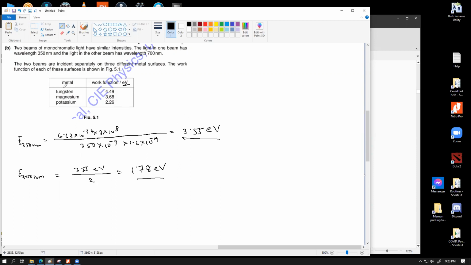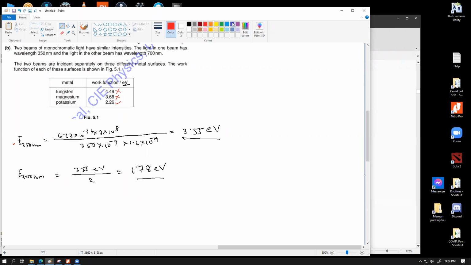Let me use two different colors. Maybe for the first one, I'm going to use red. So I'm going to use red for this one. This amount of energy cannot make it for this one, cannot make it for this one, can make it for this one. You do understand why? Because the photon energy has to be bigger than the work function, or at least has to be equal to the work function at the very least.